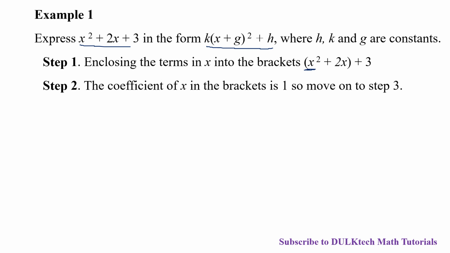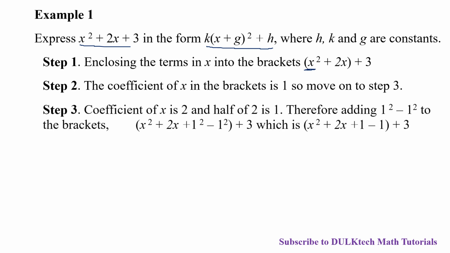Step 3, we are now taking half of the coefficient of x. The coefficient of x in this case is 2, and half of 2 is 1. So we are adding 1 squared, but this one is a new value, so let's subtract it here. So we are subtracting 1 squared. And if we simplify 1 squared minus 1 squared, we get 0. So we've added nothing to this expression. So the value of this expression is maintained. Now, 1 squared is 1.